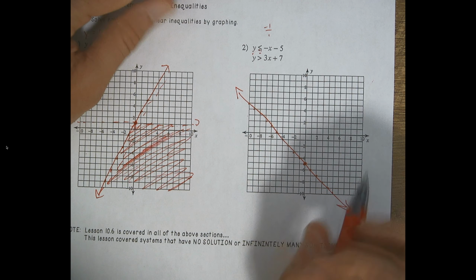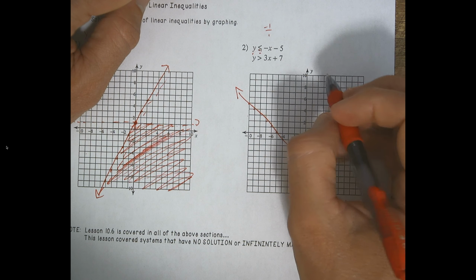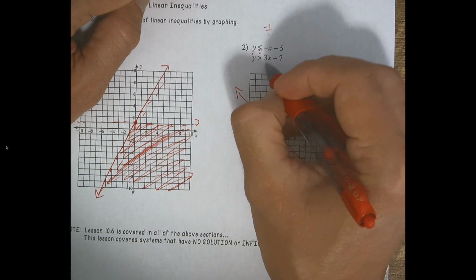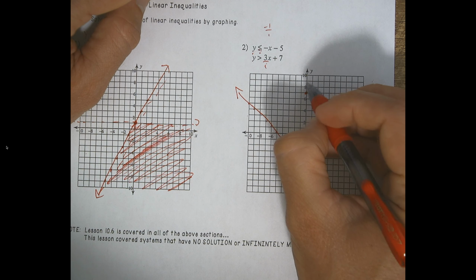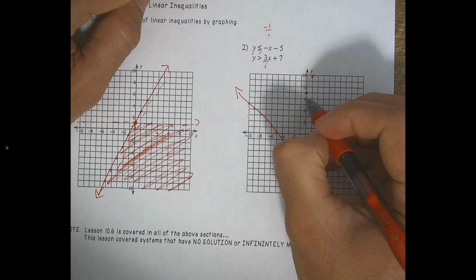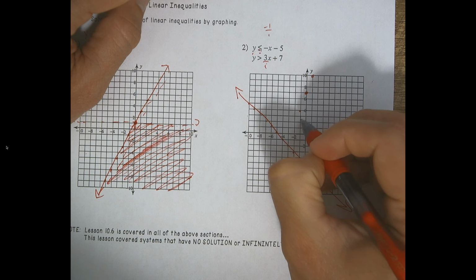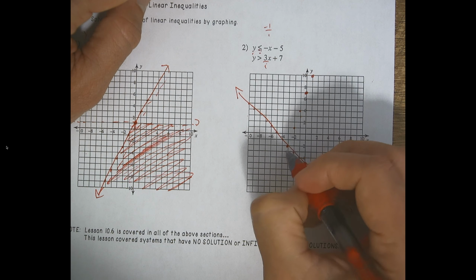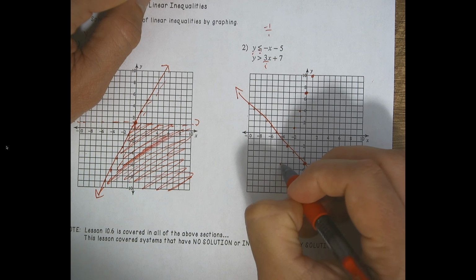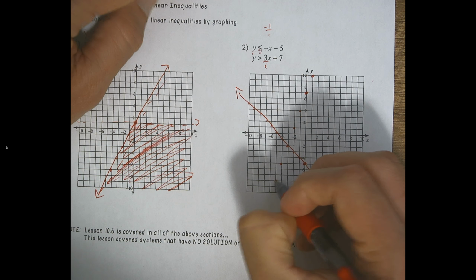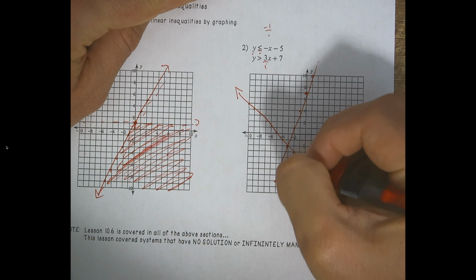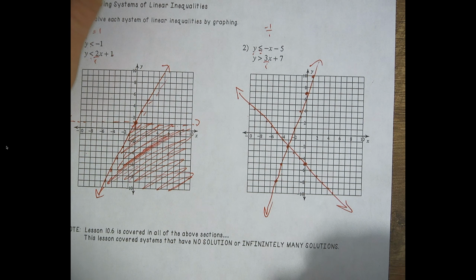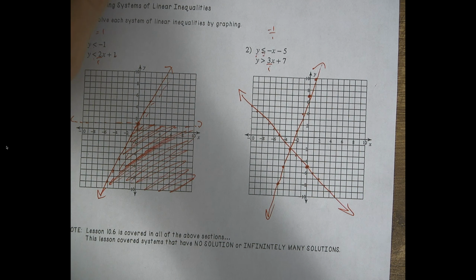It says y is greater than 3x plus 7. So 7 is up here. Slope of 3 over 1, that's up 3, 1, 2, 3 over 1, down 3, left 1, down 3, left 1, down 3, left 1. There's the point of intersection. Down 3, left 1, down 3, left 1. Again, cuts your graph into 4 pieces. We need to highlight or shade in.